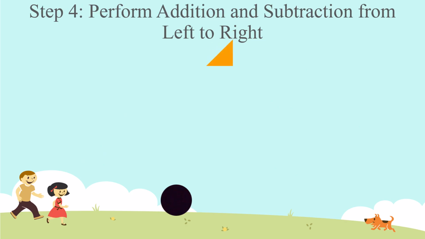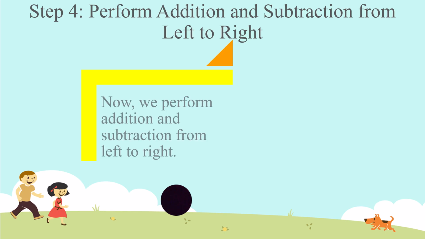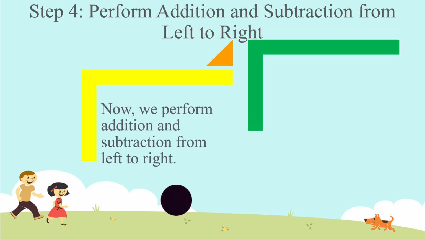Step 4. Perform addition and subtraction from left to right. Now we perform addition and subtraction from left to right. First, calculate 3 plus 18. 3 plus 18 equals 21.